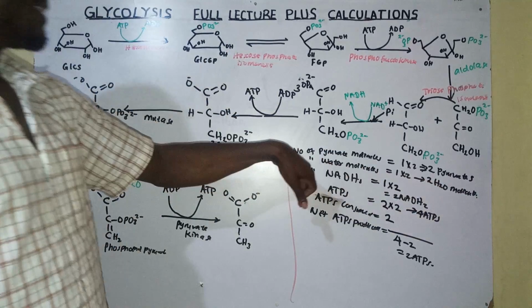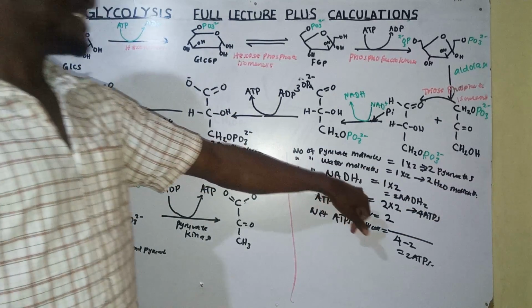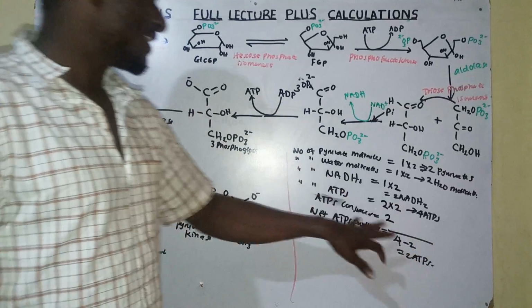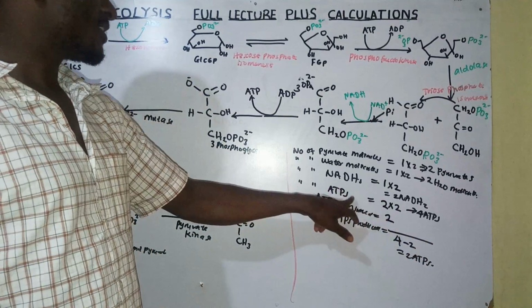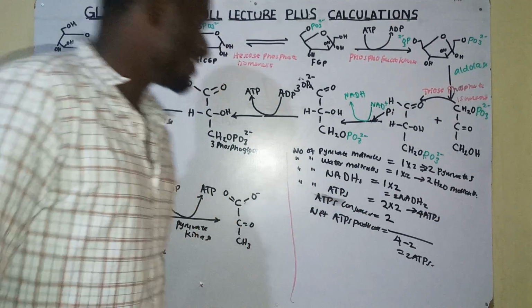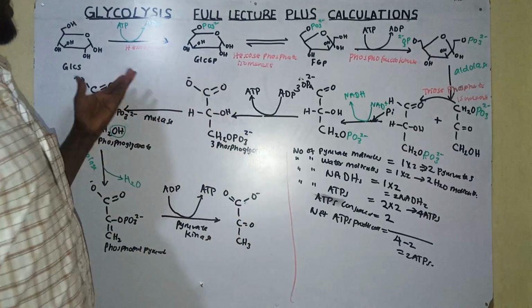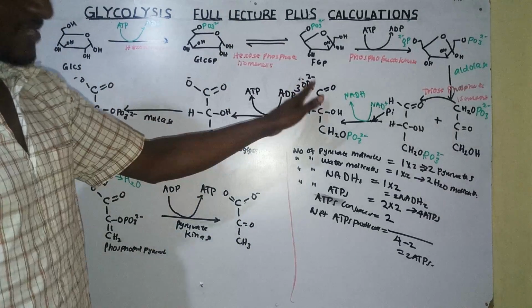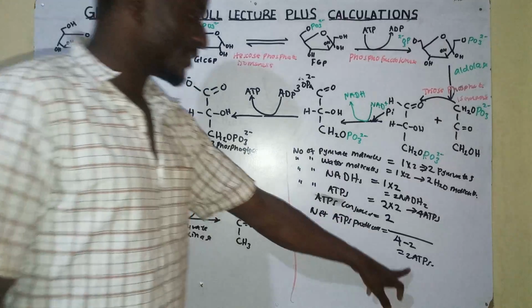Our next step is number of NADHs will be 1 times 2. ATPs will also be 2 but multiply by 2 so that we get 4 ATPs. But there are ATPs that are consumed at step number 1 and step number 3. So we remove 2, we get 2 ATPs.